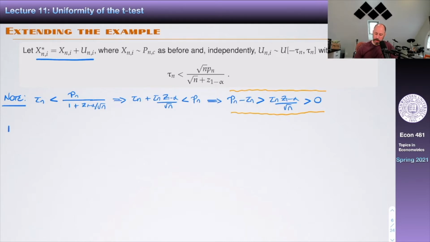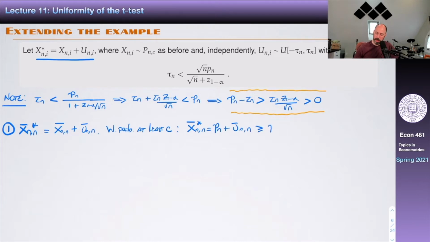So then I'm going to look at two objects. The first one is x bar star n, the sample average of these random variables. And this is going to be x n bar plus u bar n. So with probability at least c, then we have that x bar star n is p n plus u bar n, which is greater than or equal to p n minus tau n.